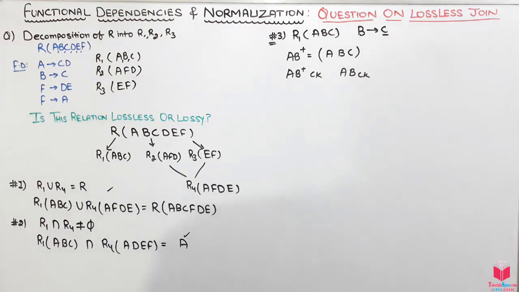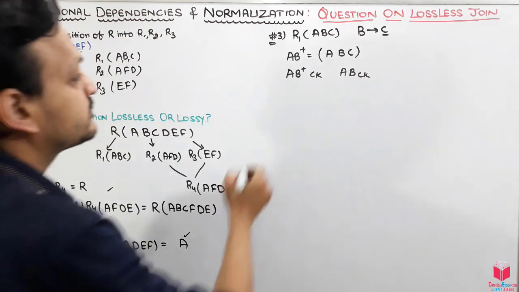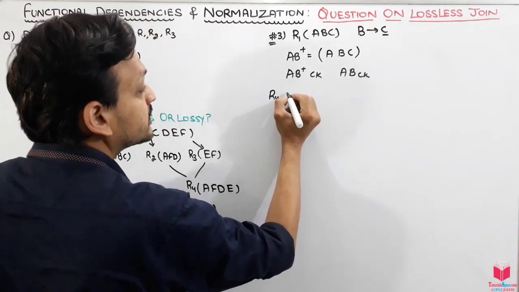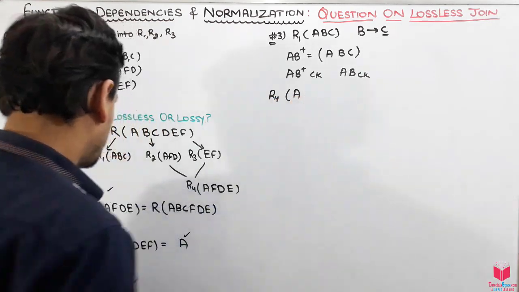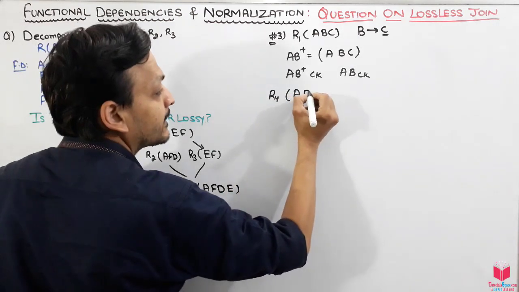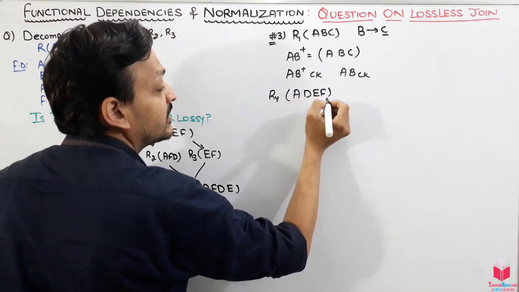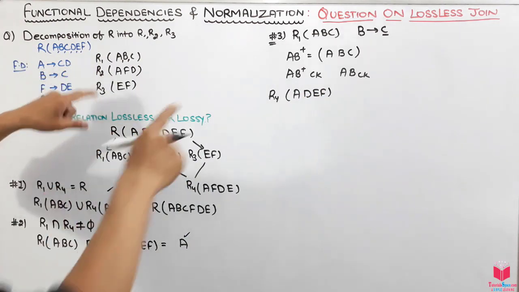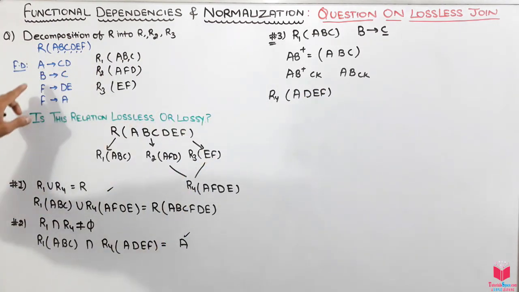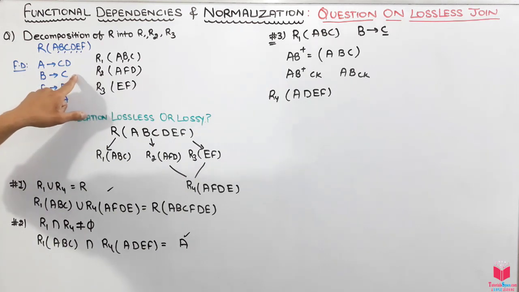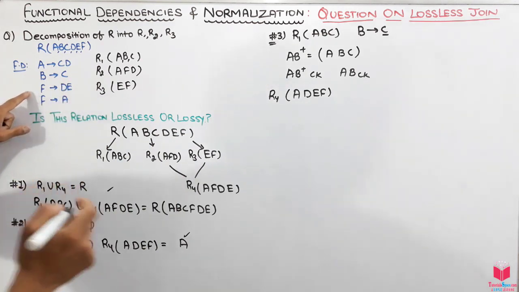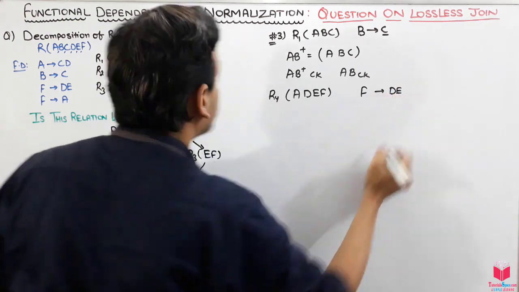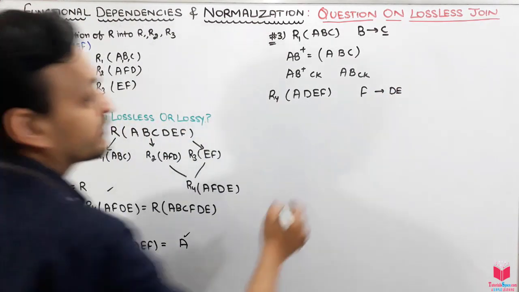Now go for the other relation, that is R4. For R4 we will find the super key which contains only A, D, E, F. Let's see, its functional dependencies are A to CD. No, C is not a part of this relation, so we will not take that. B to C, B and C are not part of it. Then F to DE, yes, F to DE. Then F to A.